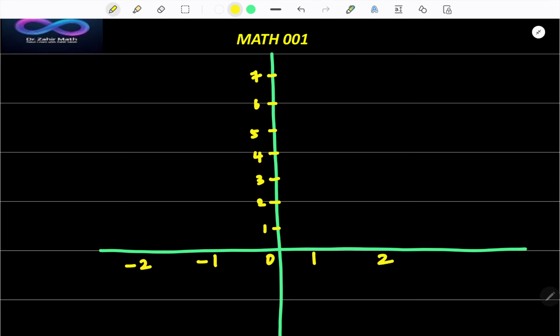So -2, 7. This point is -2, 7. The next point is -1, 4. This point is -1, 4. And 0, 3 is this point. And the next point is 1, 4. 1, 4 is this point. And the next point is 2, 7. This is 2 and this is 7.